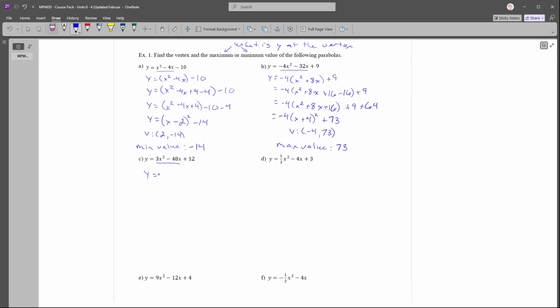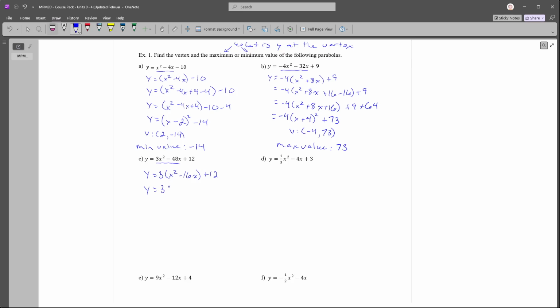So y is equal to, we're going to factor out the 3 from the first 2 terms. So 3, and then internally we have x squared, and minus 48. So 48 divided by 3 is 16. So minus 16x. And then we have our plus 12 on the outside. Eventually, you're going to get good enough that you can combine this first step and the next step all in one go. But for the beginning, take your time and make sure it's right.